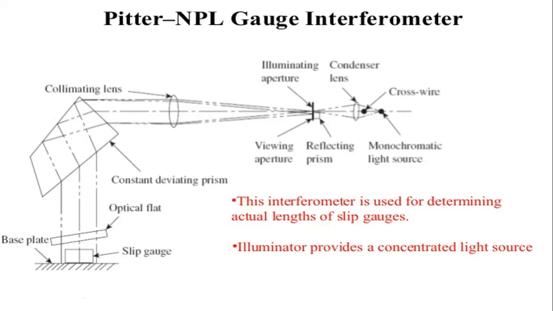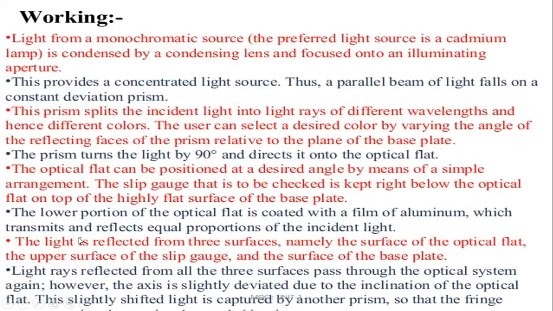So they are going to touch the three surfaces, that is the optical flat, the slip gauge surface which is to be tested, and last one is the base plate. And the light rays reflected from all the three surfaces pass through the optical system again.